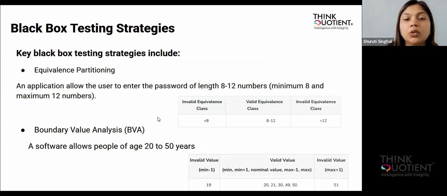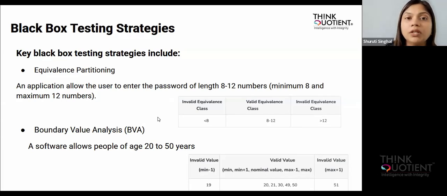So here you can see equivalence partitioning. We have given one example: an application allows the user to enter a password of length 8 to 12 numbers. That means we can have a minimum of 8 numbers and a maximum of 12 numbers. So what equivalence partitioning will do is create three classes. Two are below the range and above the range, and one within the range. So it has created two invalid classes, that is less than 8 and greater than 12, and one valid, that is between 8 to 12. So that is called equivalence partitioning.